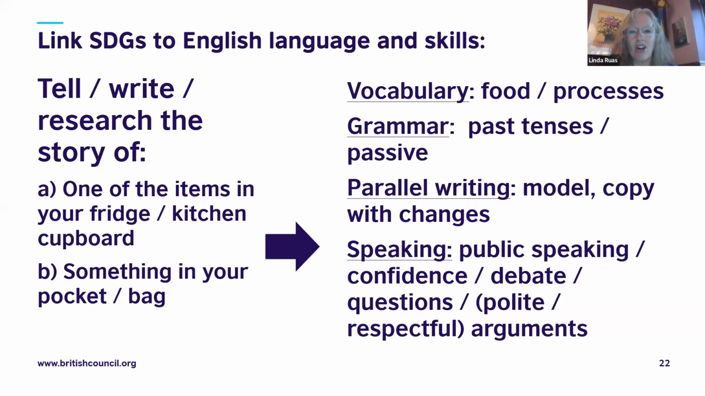A good writing task to do with these is to do parallel writing, where you write a model of the story of one of the things, for example, your pen, and then you feed in lots of useful language that they need, and then they can write the same story of theirs, copying yours, but making changes.